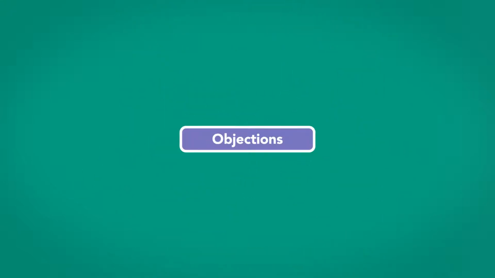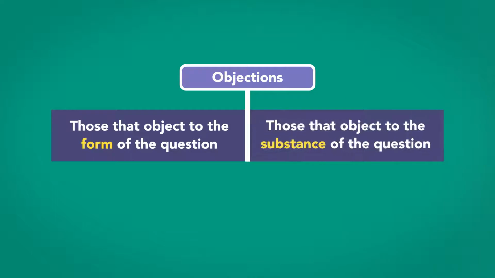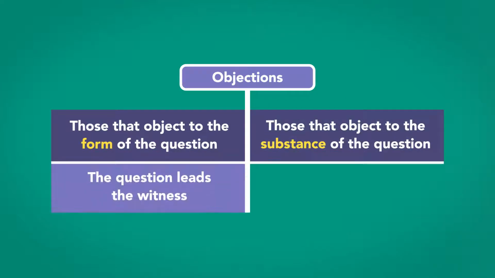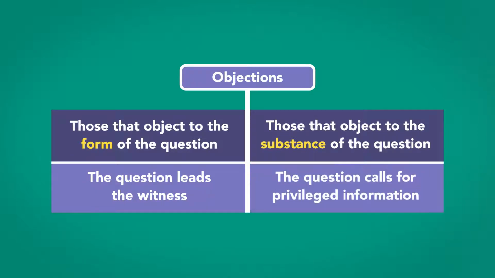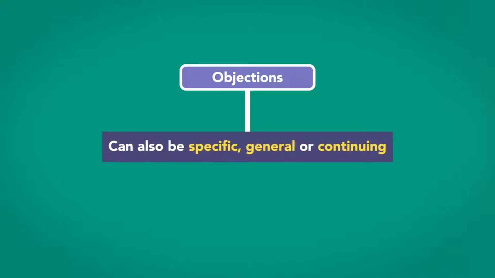Objections can be placed in two categories: those that object to the form of the question and those that object to the substance of the question. Form objections include that the question leads the witness, while substantive objections include that the question calls for privileged information. Objections can also be specific, general, or continuing.